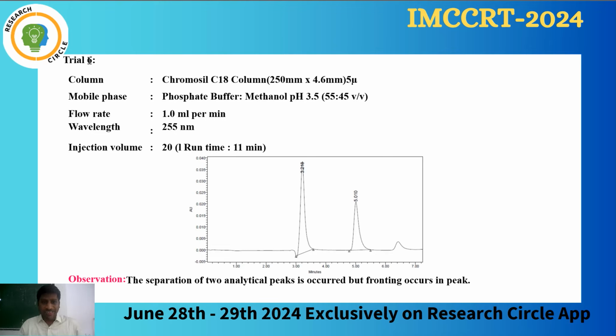Trial 6 was with the same Chromosil C18 column, 250 mm by 4.6 mm, 5 micron. The mobile phase is phosphate buffer and methanol, pH 3.5, 55:45. So we got a somewhat better peak, but fronting occurs in that peak. It is due to saturation of the stationary phase, so we go for the next trials.